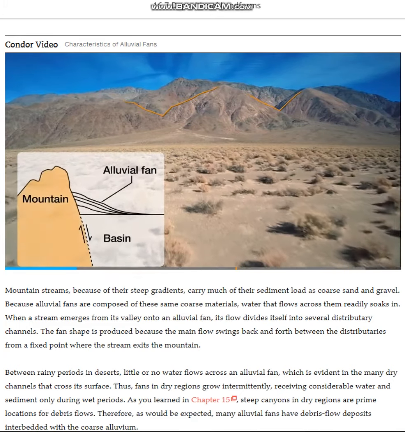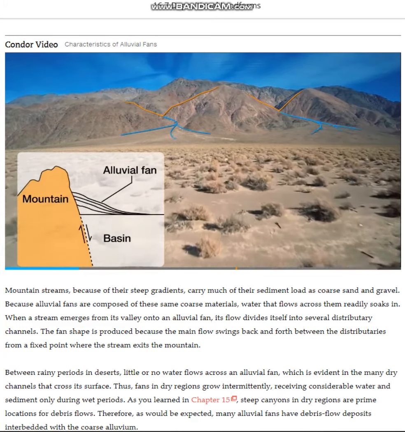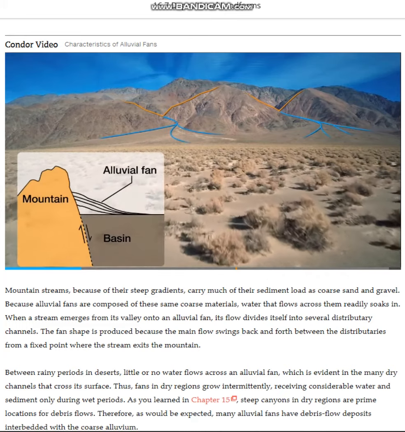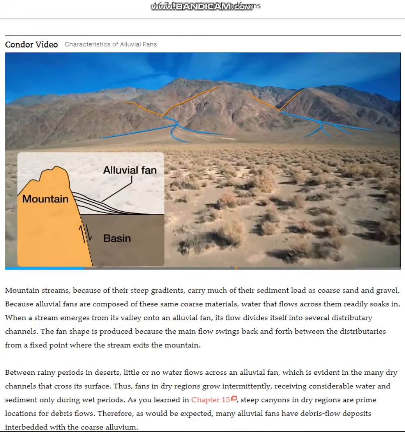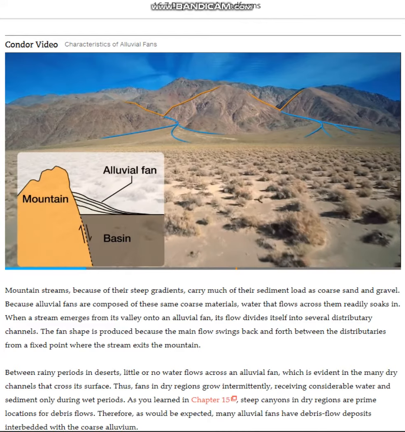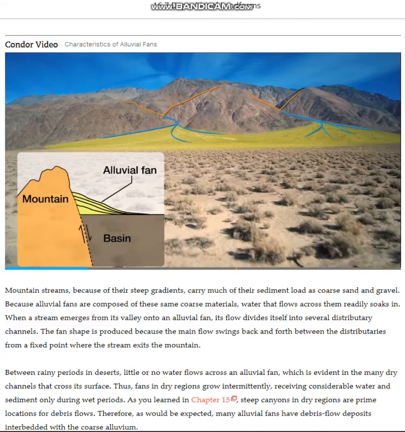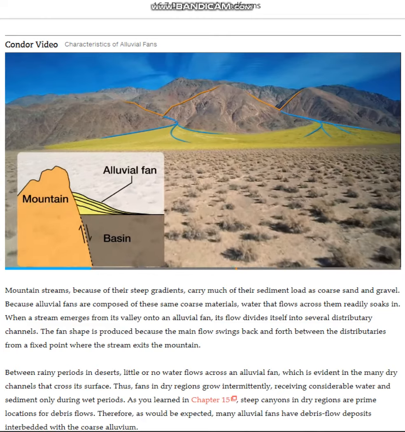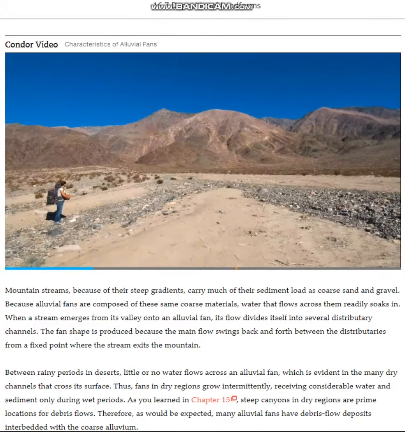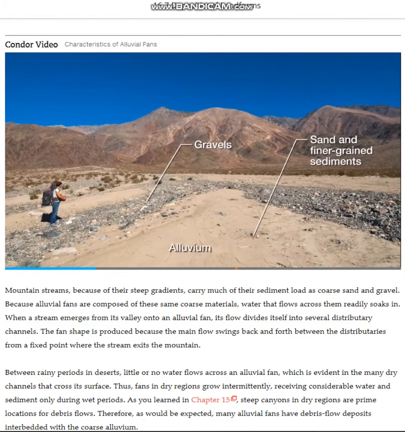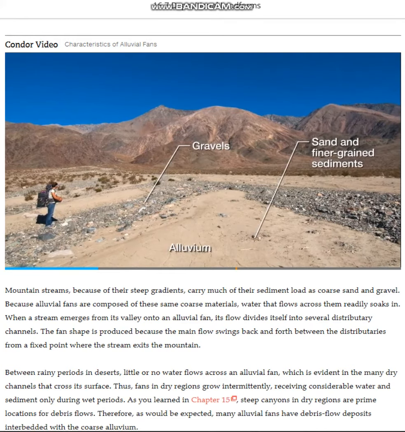When a stream exits a steep mountain canyon and enters a relatively flat basin, it flows with less energy and loses competence, or the ability to transport sediment, and deposits its sediment load, forming an alluvial fan. The water-transported sediment, or alluvium, is usually sand to gravel in size.